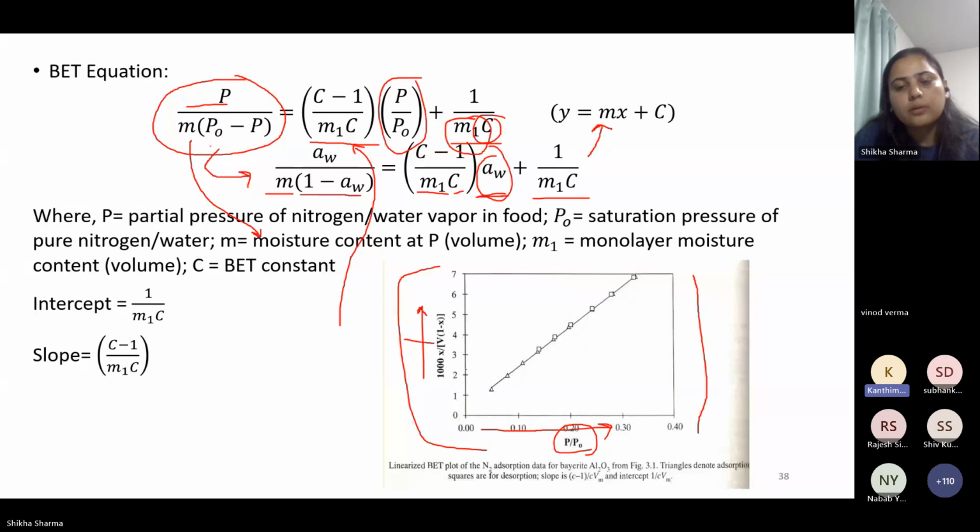Ma'am, when will the saturation pressure point come in this process? Saturation is when all the water is absorbed, when the partial pressure of the environment equals the pressure of the water in the food. The pressure of the water in the environment equals the pressure of the water in the food at the equilibrium condition.